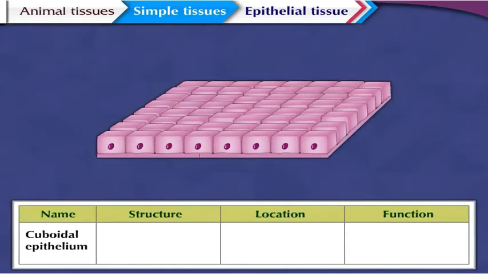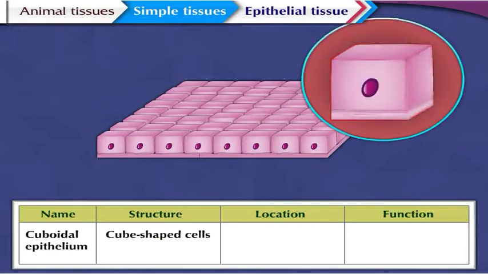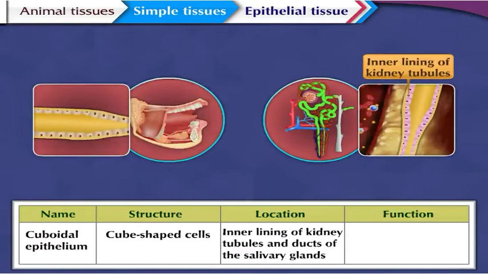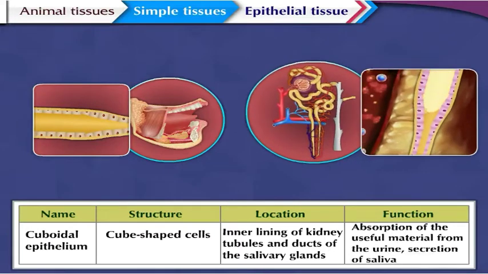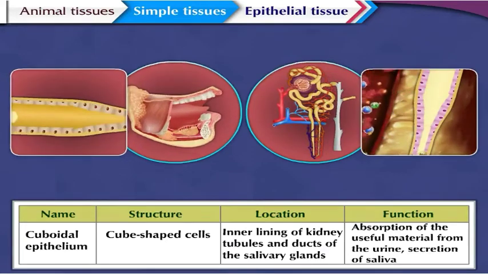Cuboidal epithelium. The cells of these tissues are cube-shaped. Lining of kidney tubules and ducts of the salivary glands have cuboidal epithelium. It helps in the absorption of useful material from the urine before it is passed out. It helps in the secretion of saliva.